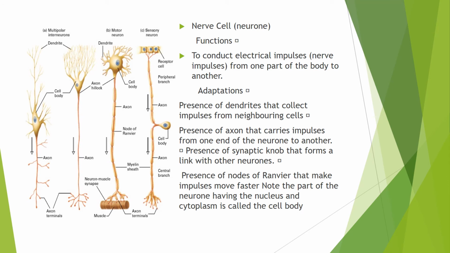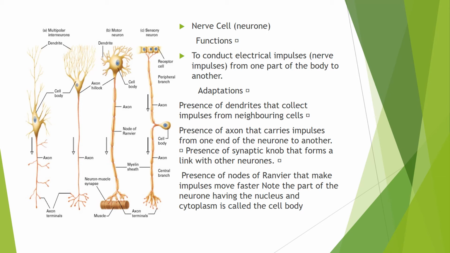Okay, moving on to the nerve cells. These ones are there to conduct electrical impulses from one part of the body to another. So they also have their adaptations. We have the dendrites that collect impulses from neighboring cells. We have the presence of an axon that carries impulses from one end of the neuron to another. We also have the synaptic knob that forms a link with other neurons, right?